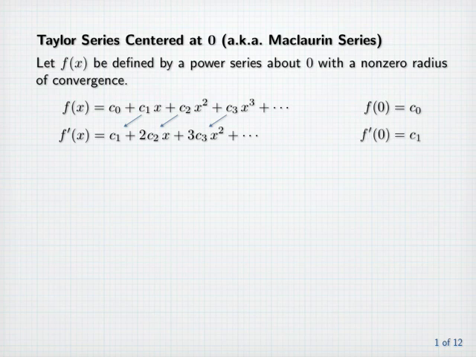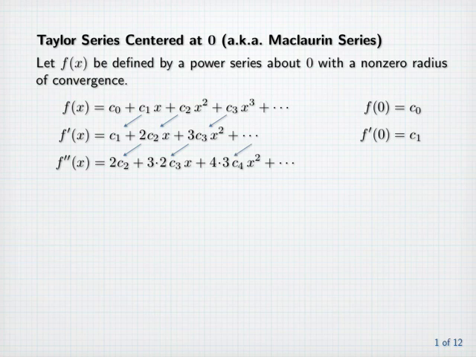The second derivative, f double prime of x, is equal to 2c2 plus 3 times 2 times c3 x plus 4 times 3 times c4 times x squared, and so on. So f double prime of 0 is equal to 2 times c2.